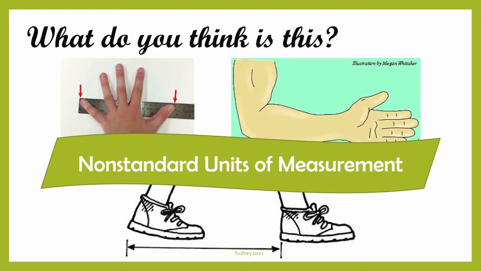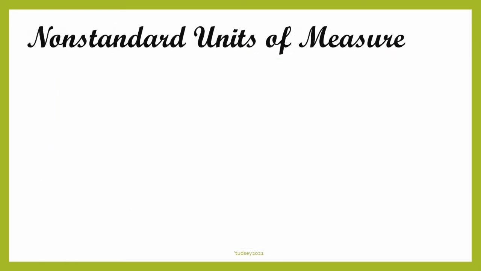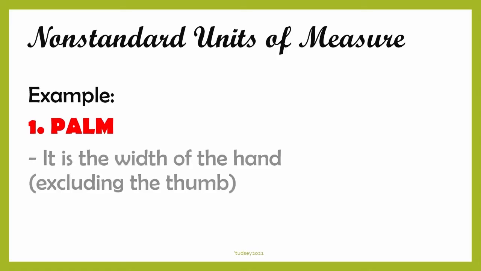Let us have the following examples of non-standard units of measurement. Number 1, palm. It is the width of the hand, excluding the thumb.